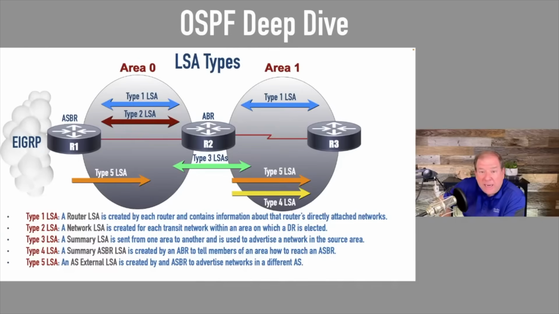And they get added to the database. How do we get that over to area 1 though? Do we just send those in a series of type 3 LSAs? No, those aren't type 3 LSAs. Those are type 5 LSAs.